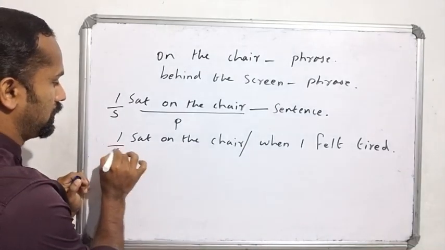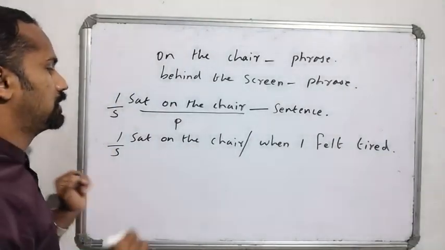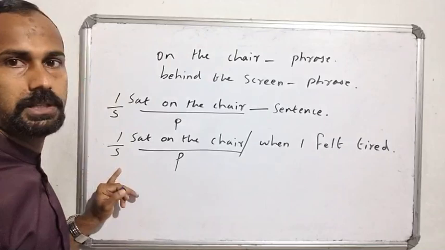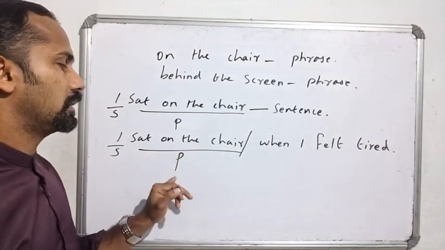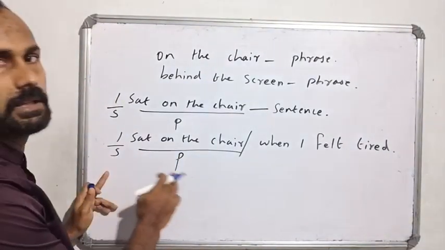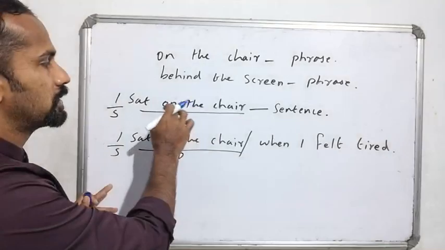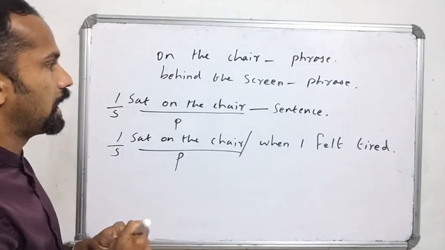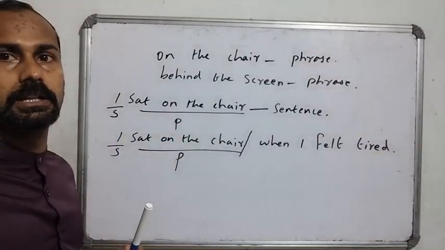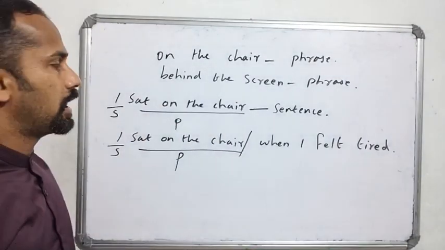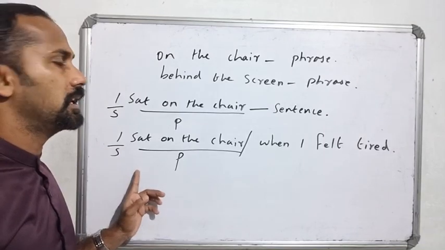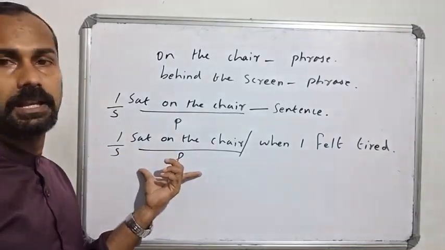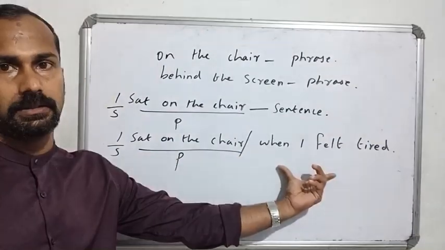There is a subject here. I is the subject, and sat on the chair is a predicate. So here also there are subject and predicate. But the difference between these words and those words is that one is a sentence and makes a complete meaning, and the other one is not a sentence. Here, I sat on the chair is not a sentence. It is a part of a sentence.